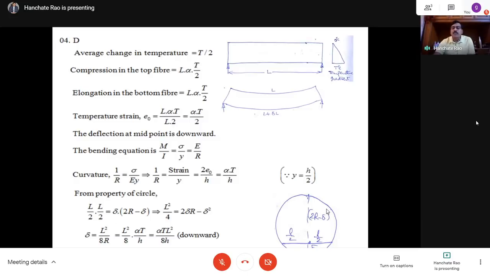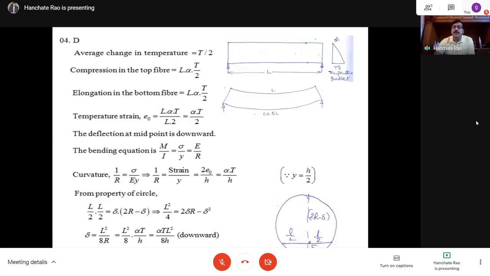Now, from your intermediate knowledge, this is the property of a circle. If you take a circle and a chord, the equation is L by 2 into L by 2 is equal to delta into 2R minus delta. Here delta is the downward deflection, and the total diameter is 2R. So the remaining portion is 2R minus delta.